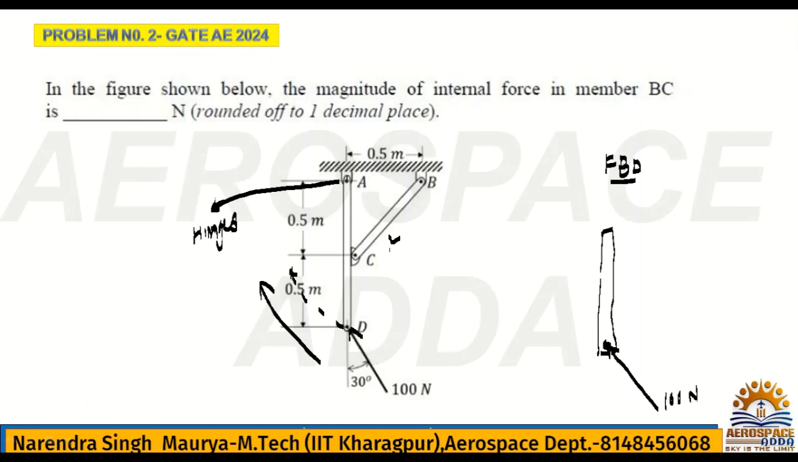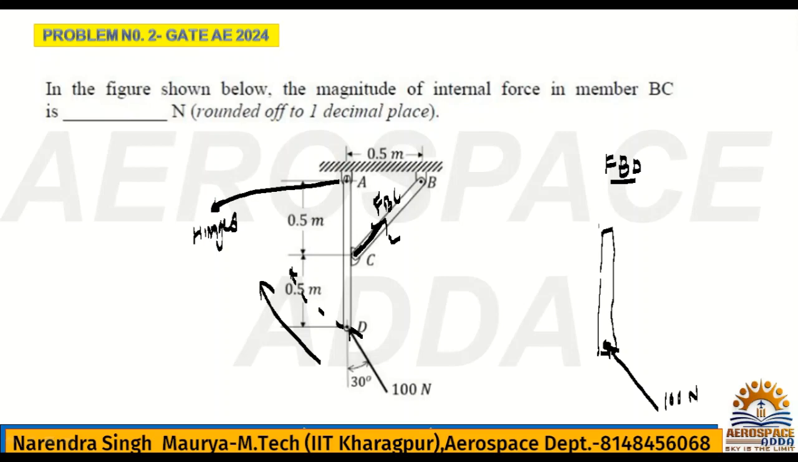So what will happen to the member BC? This member will try to resist this motion. What this member BC will try to do is pull this member in this direction. So once it is moving in this direction, member BC will have a force in this direction, and this force is nothing but F BC, simple.